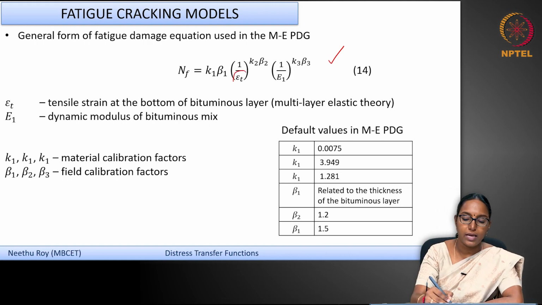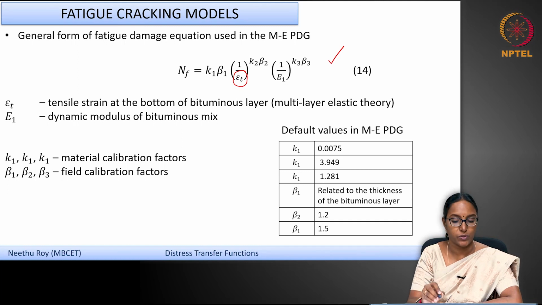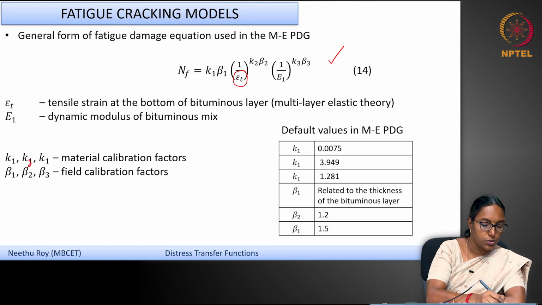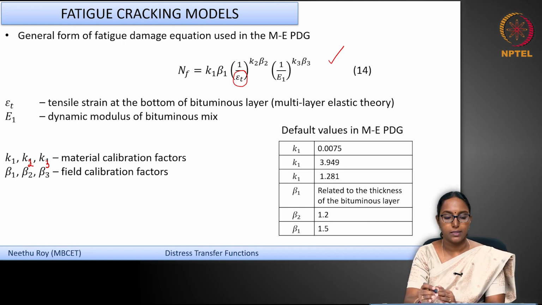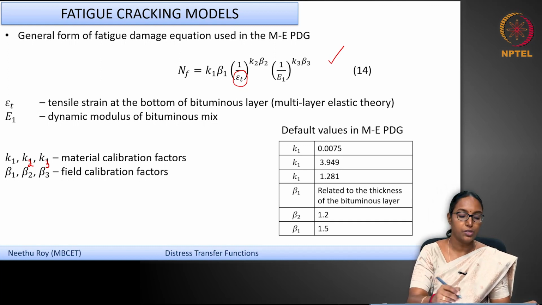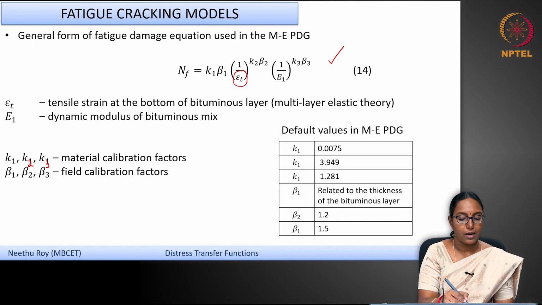Now, in order to get the epsilon T, you have to do the analysis of the pavement structure. You can do a layered elastic analysis and find the critical epsilon T at the bottom of the bottommost bituminous layer. K1, K2 and K3 are called material calibration factors. Suppose you are using certain materials or different classes of materials; for those materials, you can do extensive laboratory investigation to arrive at these parameters, and beta 1, beta 2, beta 3 are the calibration factors.